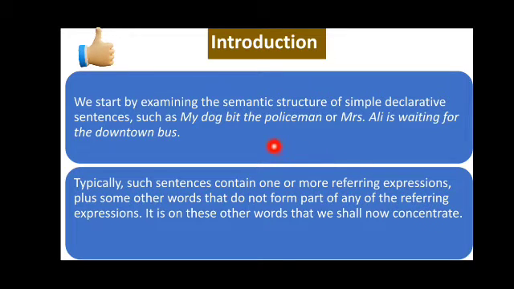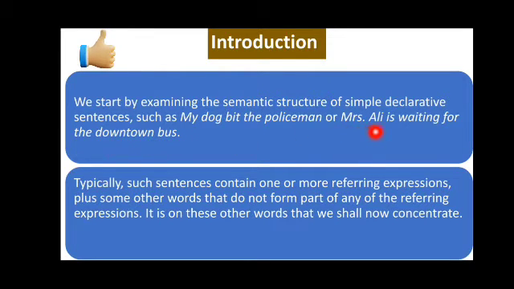For example, here we have two sentences. My dog bit the policeman. So my dog is a referring expression and the policeman is a referring expression. While bit is not a referring expression. Then what is bit? We will explain. Here, Mrs. Ali is waiting for the downtown bus.